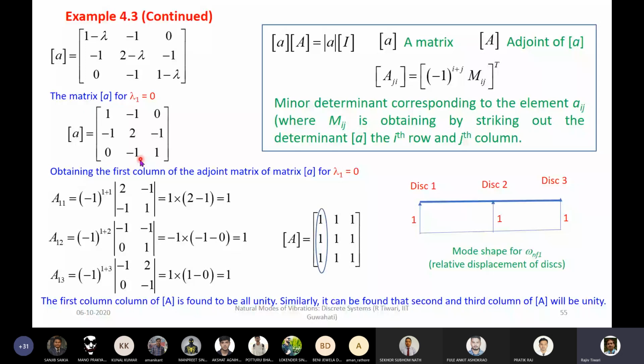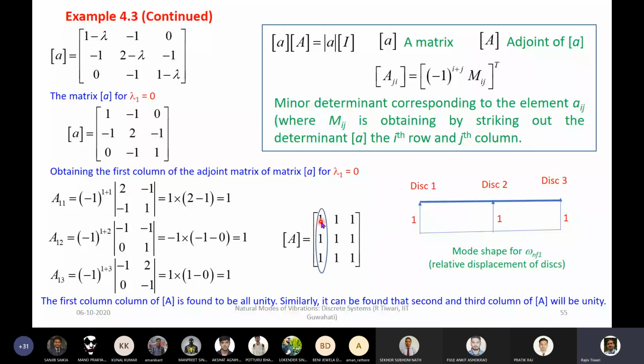So the minor is nothing but the determinant of that minor. Here ij is 1, 1, and this sign for ij 1, 1 will be positive, and the determinant of this will give us 1. So A11 is 1, which is the first column of the adjoint of the matrix A. So if you see here, I have obtained this one, A11.